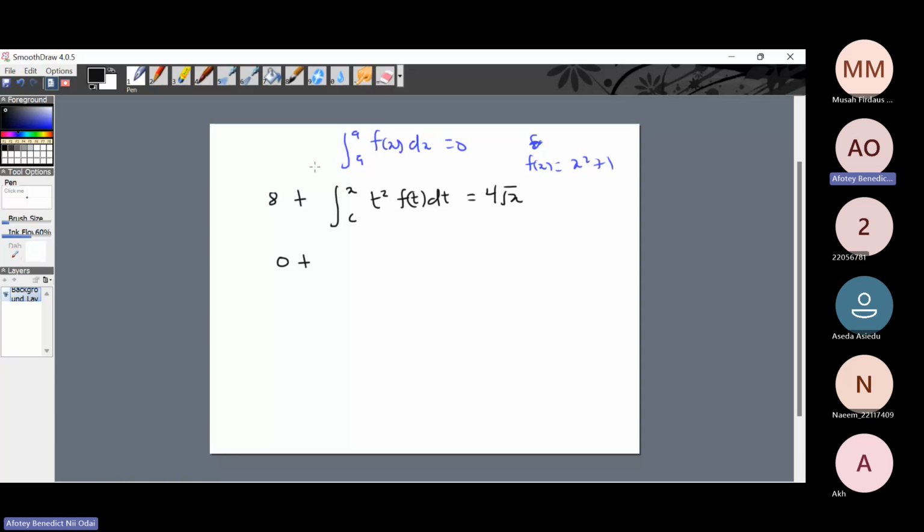So, let's continue. Sorry for the delay. We differentiated 8 and we had 0. Now with this, we are going to apply the fundamental theorem of calculus. Depending on the marks allocated for the question, if this question were 5 marks, then you can conclude that by the fundamental theorem of calculus, the differential of this gives us what?